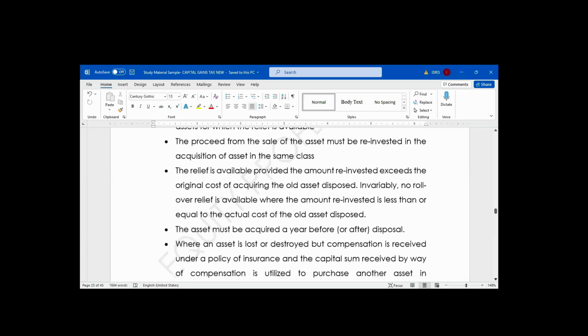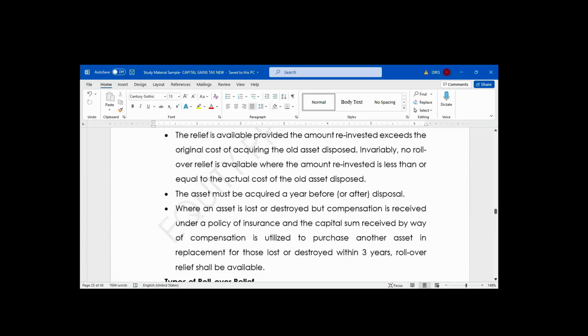And another condition, the rollover relief must be claimed within 12 months, a year after the disposal of the old assets. You must apply for rollover relief. You must reinvest, you must buy another asset within 12 months after you have disposed the old assets. If you buy another asset after 12 months, you will not claim rollover relief.